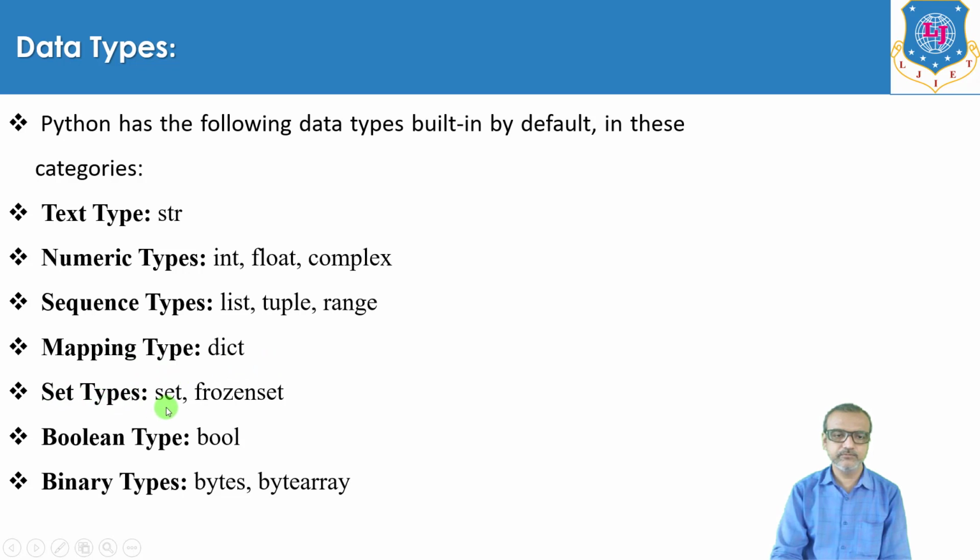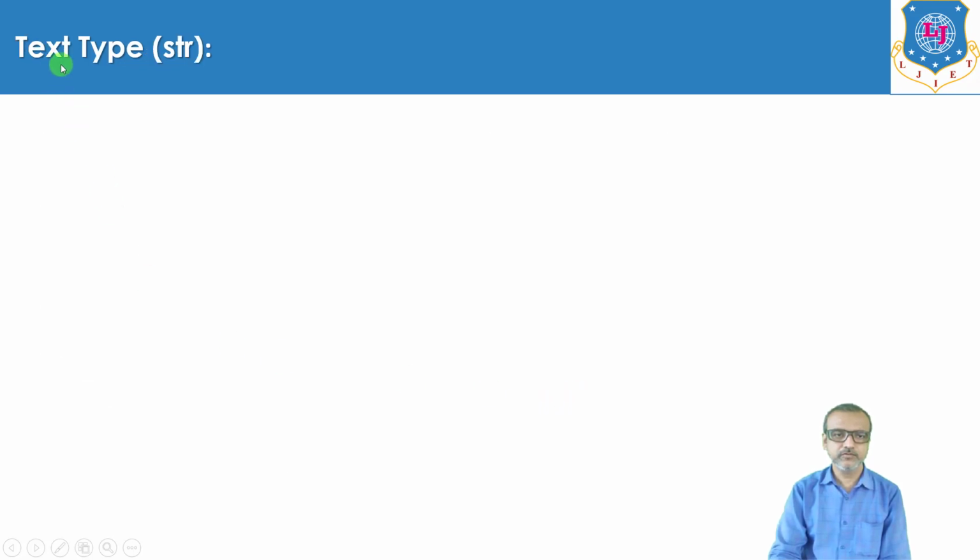In set types, we have set and frozen set data type. In Boolean type, we have bool data types. And finally, in binary types, we have bytes and byte array data types. So in today's session, we will see text type, numeric type, and finally sequence types. So first of all, we will see text type data types, that is string data types.